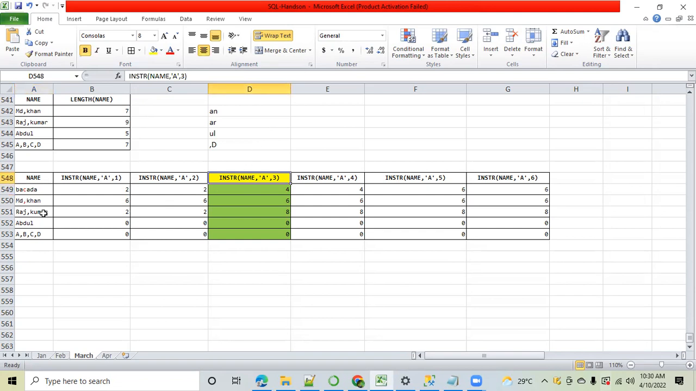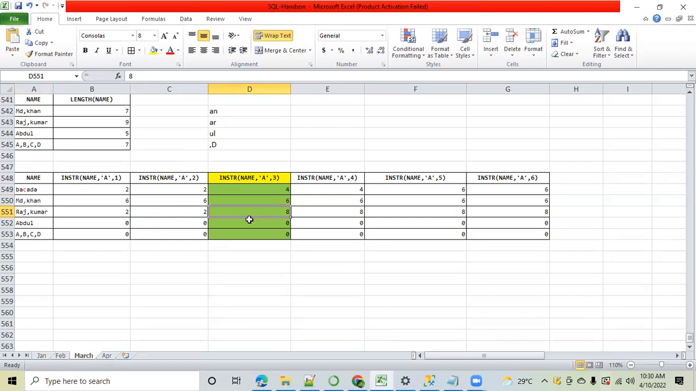So it means you are telling the SQL engine to start from comma and tell me the first occurrence of A. So after comma, which one is the first occurrence of A? This A. Yes. And what is the position? 1, 2, 3, 4, 5, 6. That's why the output is 6 here.